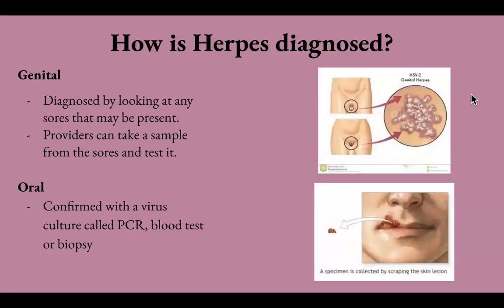So diagnosing herpes depends on whether or not it is in the genital area or oral area. For genitals, it can be diagnosed by looking at any sores that may be present. Along with that, providers can take a sample from the sores and test it. For the oral area, it can be confirmed that it is herpes through confirmation with the virus culture called PCR, blood test, or biopsy.